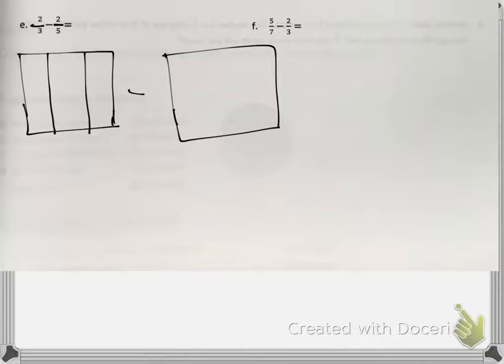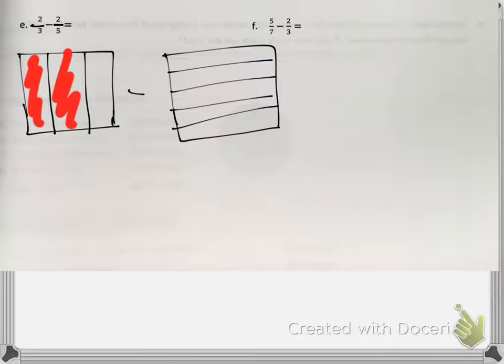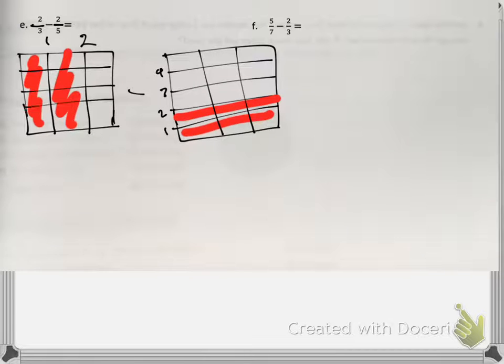All right, so 2/3 minus 2/5. 1, 2, 3, 4. Go ahead and shade them in. So I have 1, 2, and I have 1 and 2. Again, what do we have? We have 2 vertical lines over here. We need them over here. And we have 1, 2, 3, 4 horizontal. So we need 4 over here. We'll erase these right here.